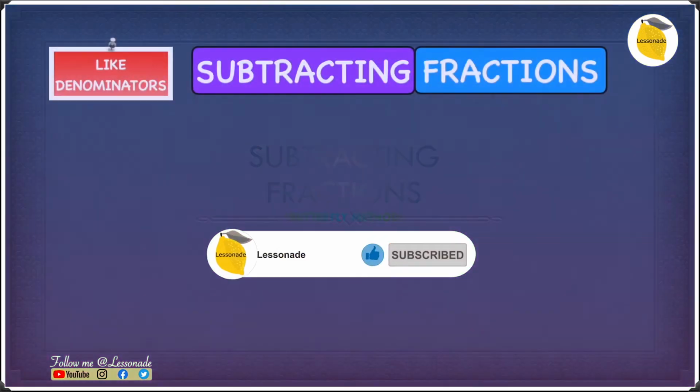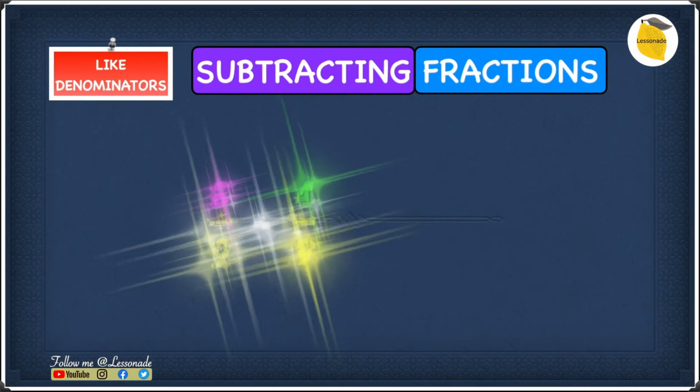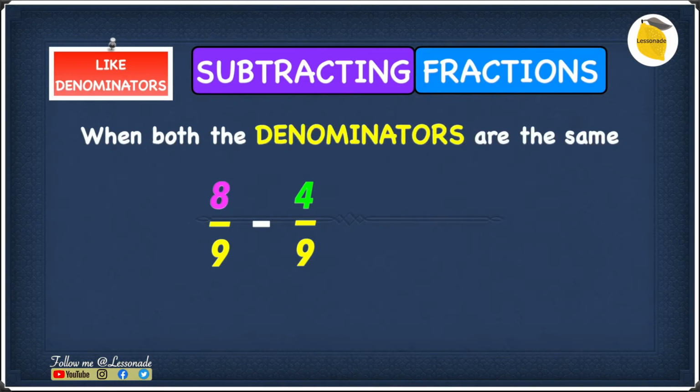Now let's have a look at subtracting fractions when we have like denominators. And the example we have is 8/9 minus 4/9. So like denominators is when both the denominators are the same. In this example, 8/9 and 4/9 both have 9 as the denominator, so therefore it is the same.